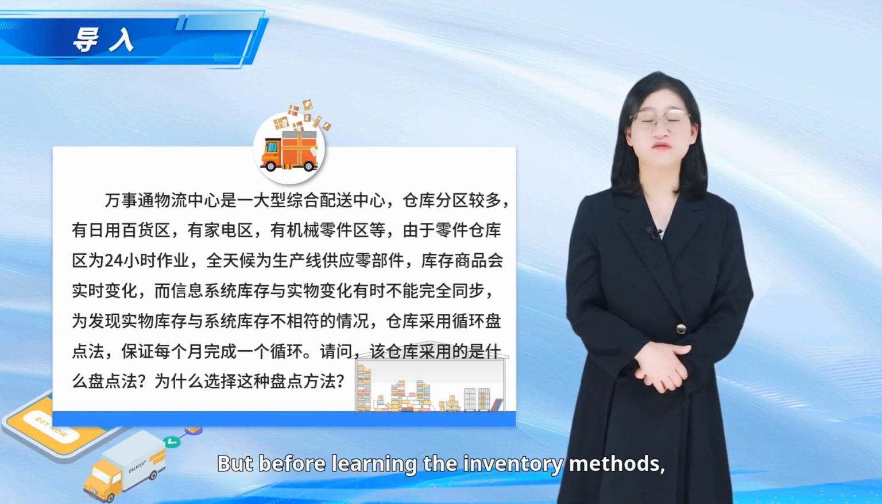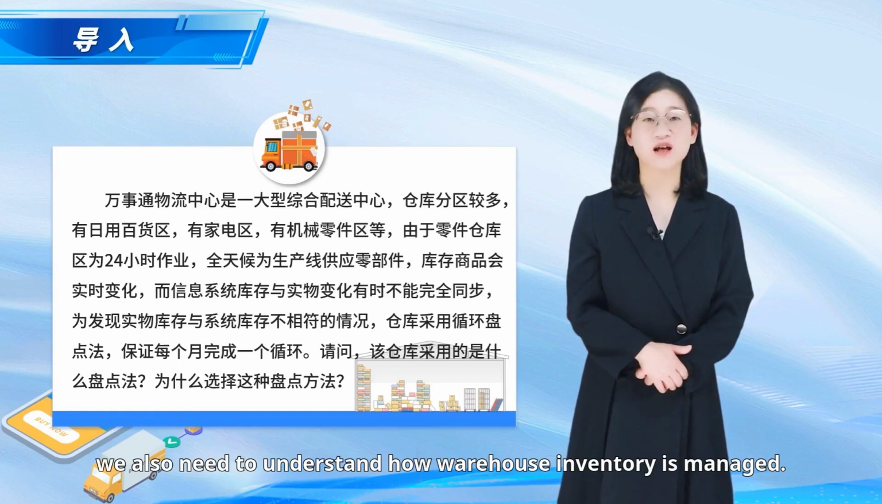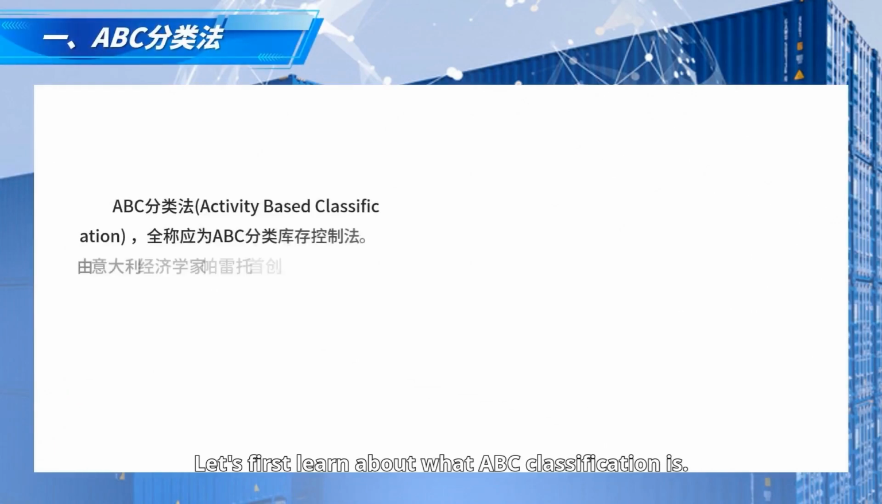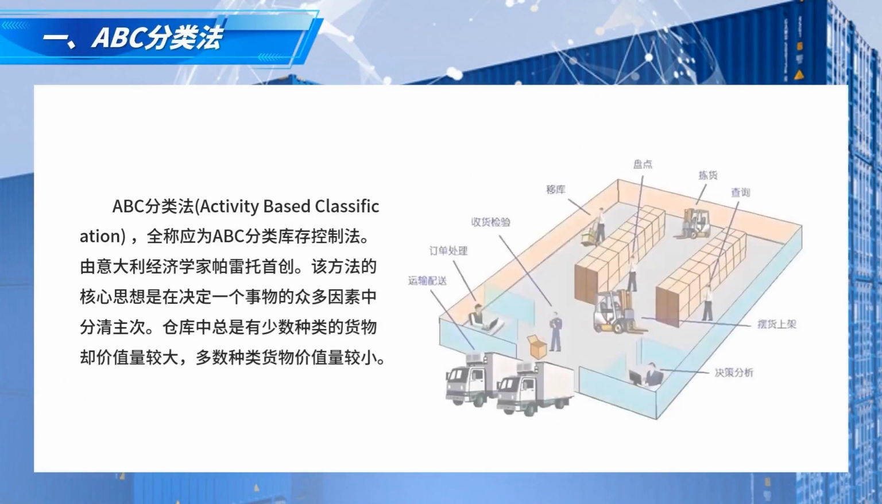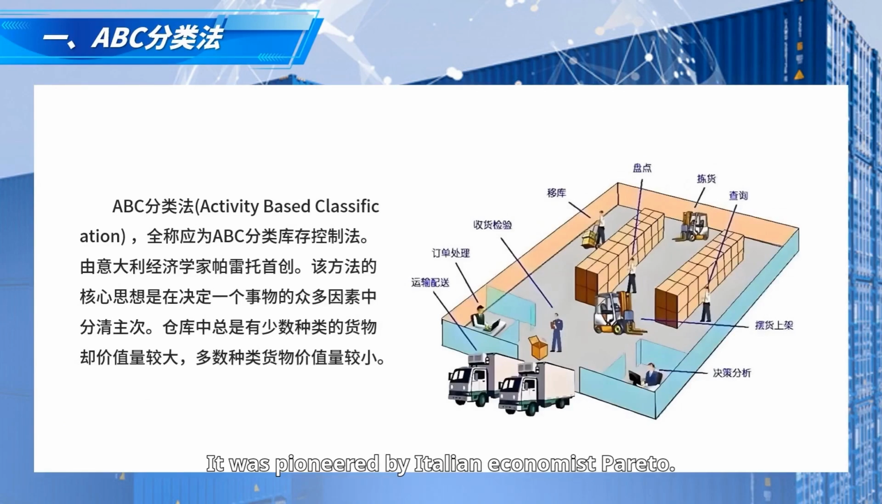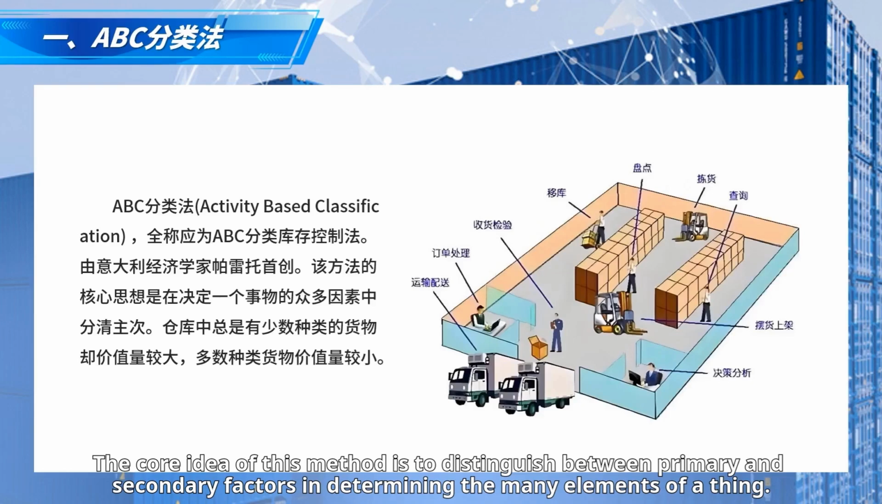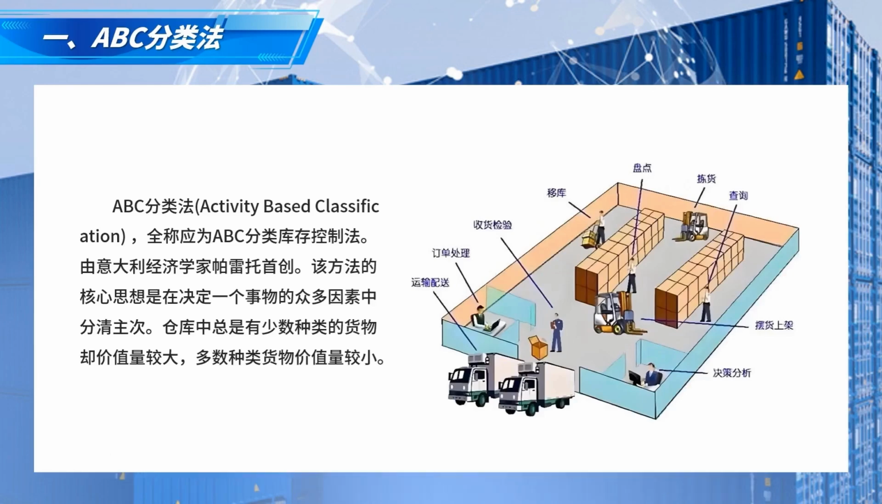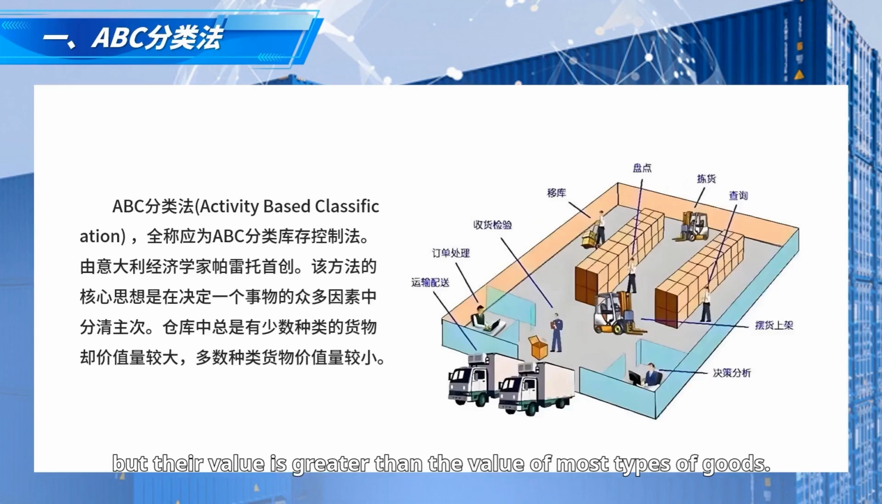But before learning the inventory methods, we also need to understand how warehouse inventory is managed. Let's first learn about what ABC classification is. The full name of the ABC classification method is ABC Classification Inventory Control Method. It was pioneered by Italian economist Pareto. The core idea of this method is to distinguish between primary and secondary factors in determining the many elements of a thing. In the warehouse, there are always a few types of goods, but their value is greater than the value of most types of goods.